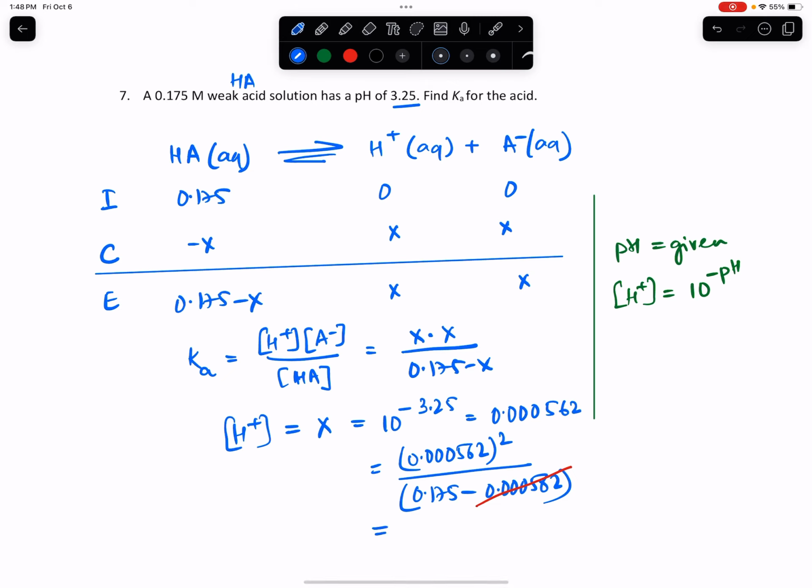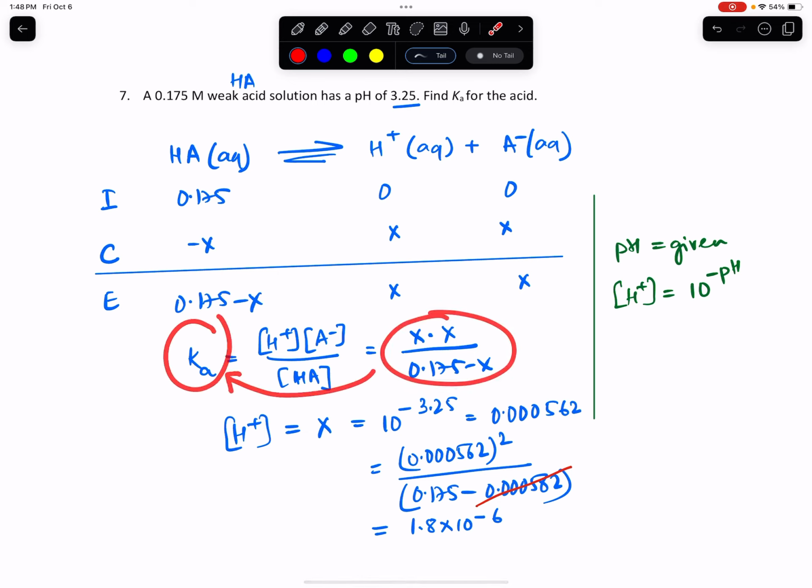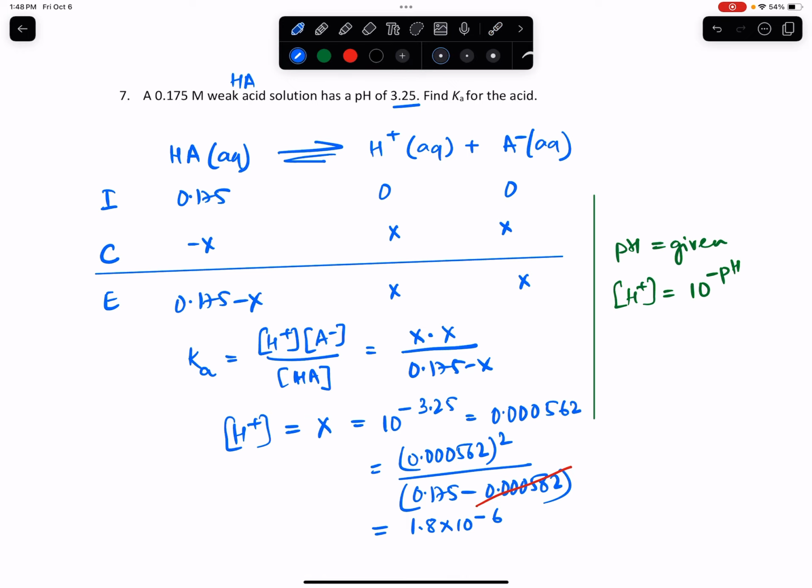So this entire thing can simplify to 1.8 times 10 to the negative 6. That's it. That is the value. Oh, I'm sorry. We're putting this in this, so when we solve, this whole thing gets simplified, and we get the value of Ka, which is what we're trying to solve for. So this is the value of Ka for this weak acid solution.